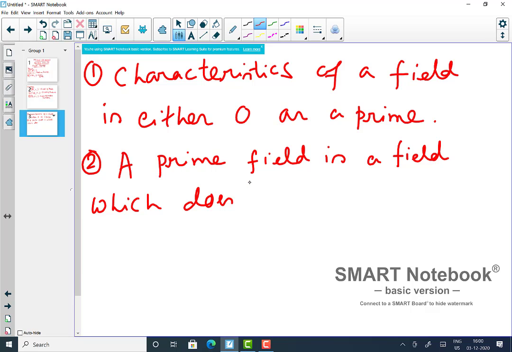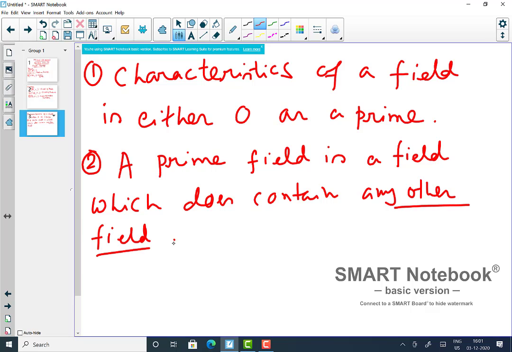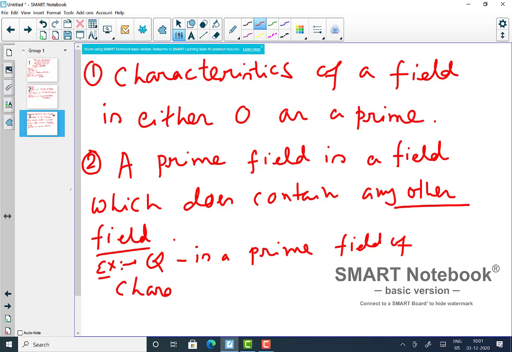Okay, so maybe I can first tell what is a subfield. A prime field does not contain any other field. I mean, obviously F contains F itself. Other than F, it cannot contain any other field. Okay, and for example, Q is a prime field of characteristic 0. Okay, and for characteristic prime, it is Z mod p Z.